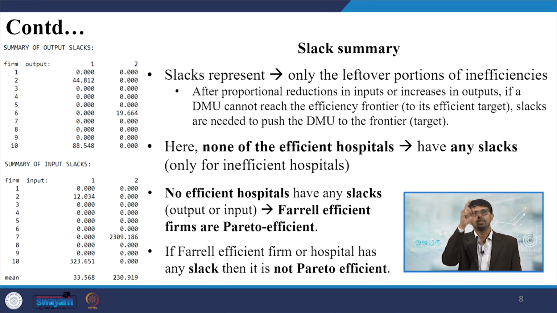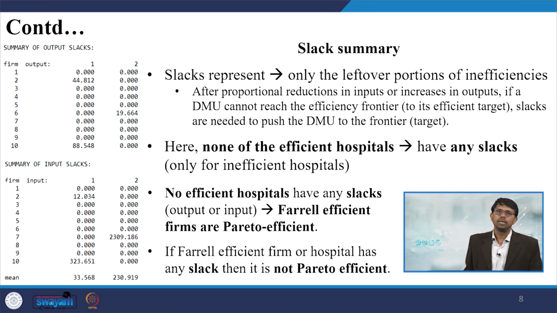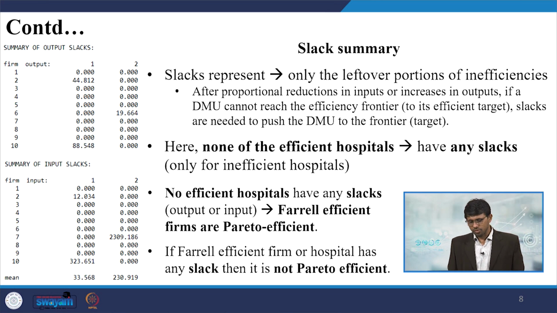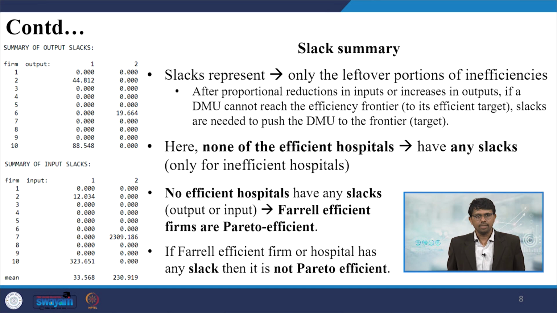Basically, if you remember, in the input oriented model or in the output oriented model, we target the frontiers. So, slacks represent only the leftover proportions of inefficiencies. So, after proportional reduction in inputs or increase in outputs, if a DMU cannot reach the efficiency frontier, okay, slacks are needed to push the DMUs to the frontier, that is still the target.